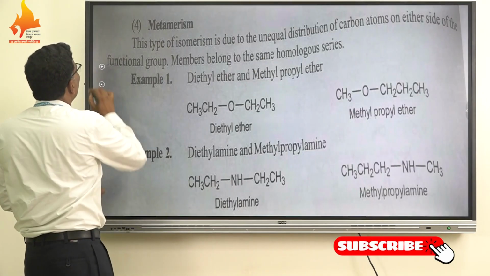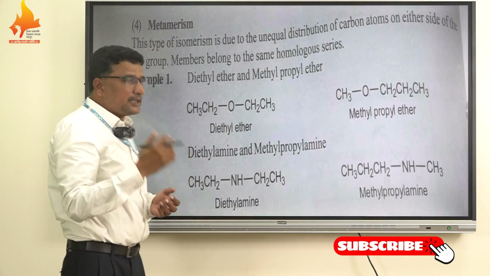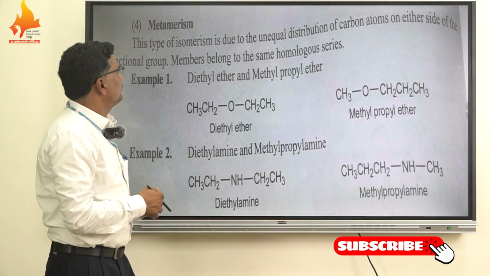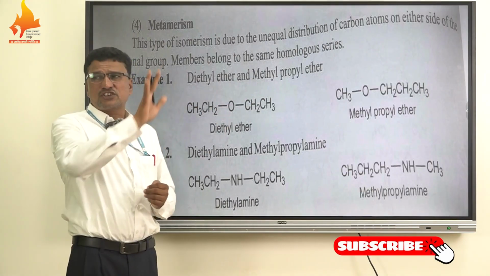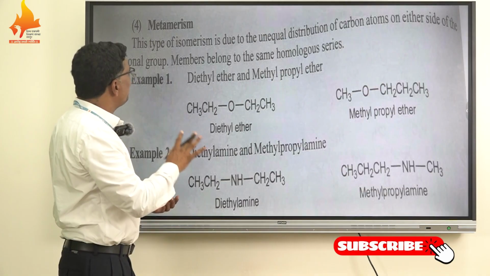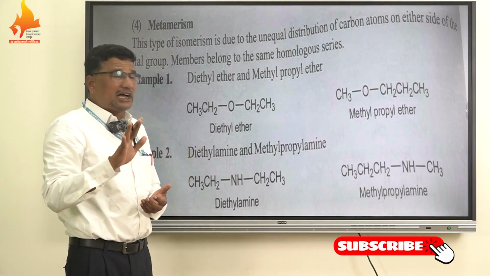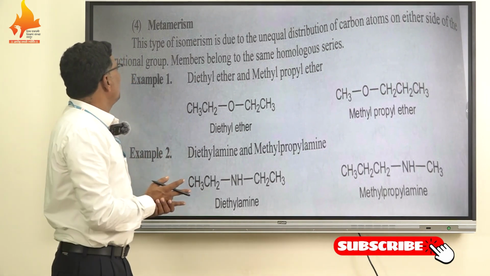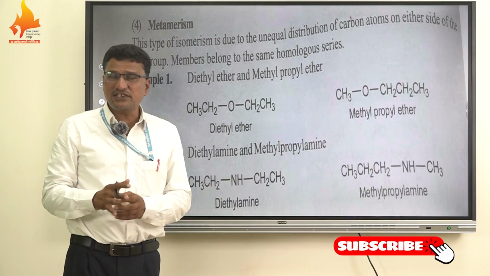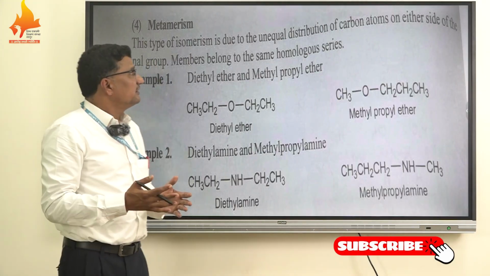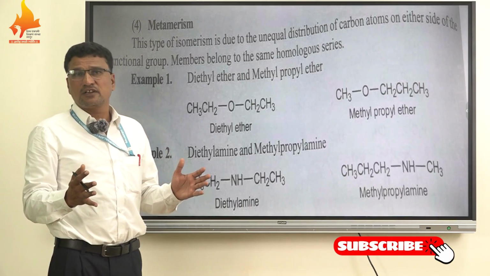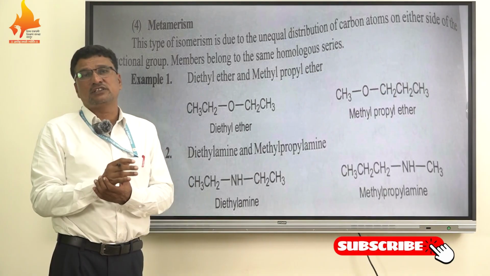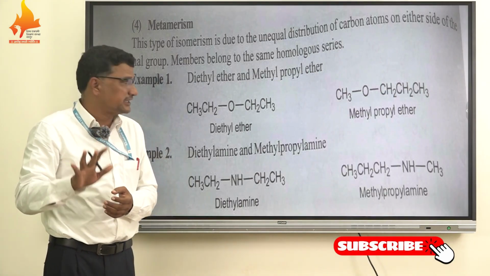Now I will move to the next type of structural isomerism, that is metamerism. Just read the definition of metamerism first. This type of isomerism is due to unequal distribution of carbon atoms on either side of the functional group. Very interesting. Such compounds are called metamers of each other, and the phenomenon is known as metamerism.